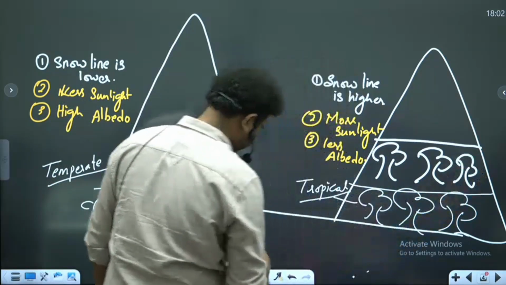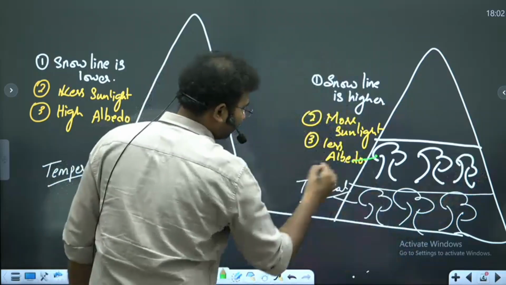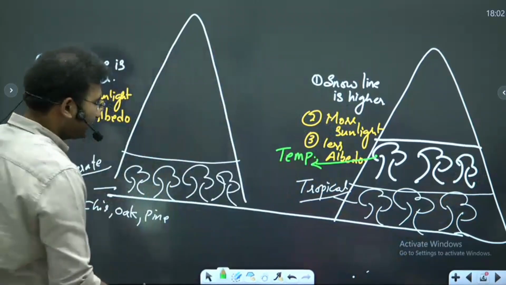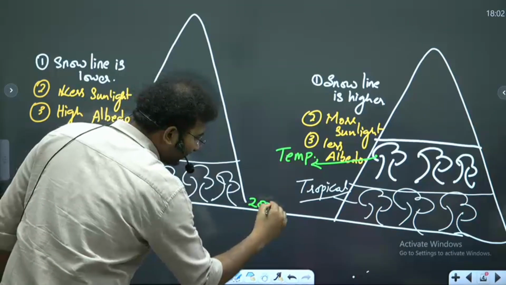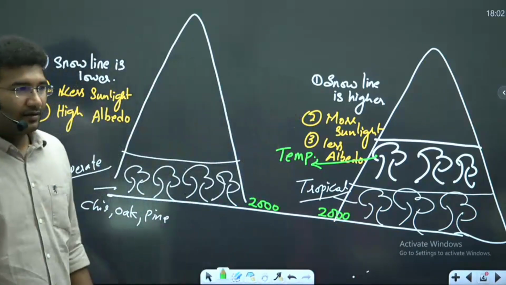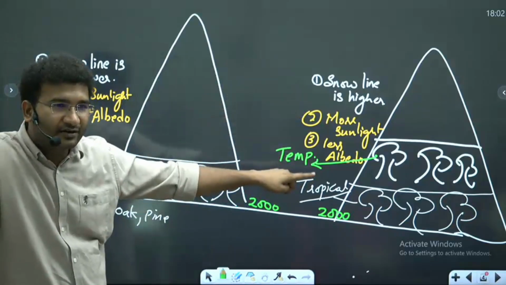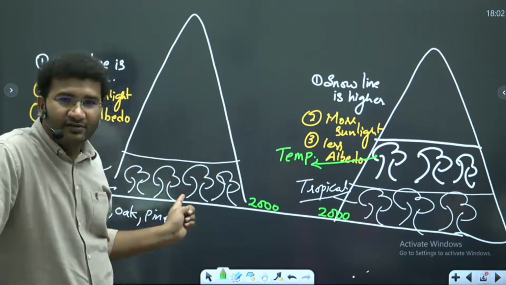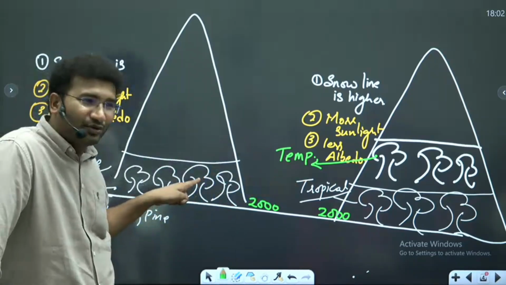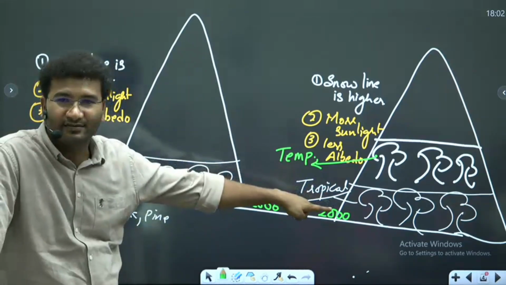Like this. This is temperate forest. Imagine this is 2000 meters height and this is also 2000 meters height. But on the eastern side you are getting to see tropical vegetation. On the western side you are getting to see temperate vegetation. That means at the same height you might see snow during the times of winter. There is no snow there.